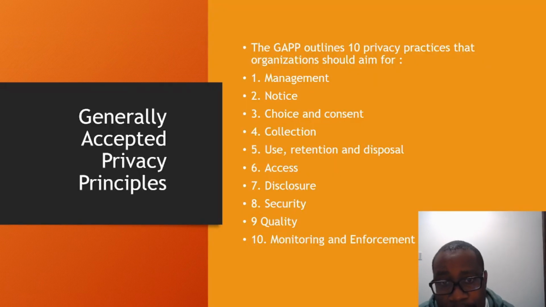And then we're going to go into GAP. This is pretty much basic outlines of privacy practices that every organization should aim for, and these are pretty straightforward. Number 1, management. Number 2, notice. 3, choice and consent. 4, collection. 5, use, retention, and disposal. 6, access. 7, disclosure. 8, security. 9, quality. And 10, monitoring and enforcement.